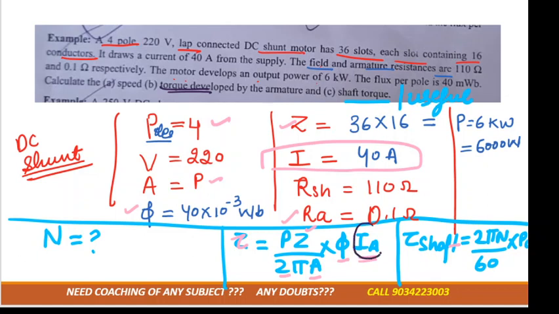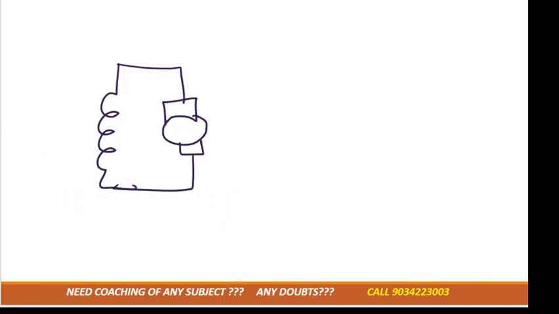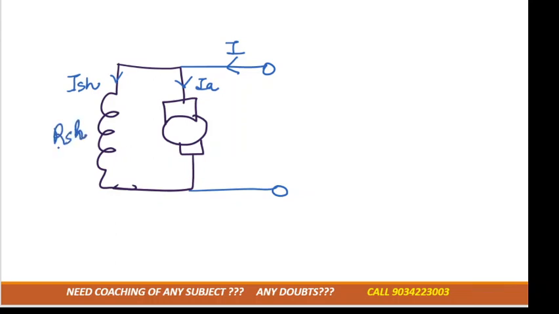Now we have to calculate armature current. Okay, how can we calculate armature current? I am drawing the diagram for the DC shunt motor. Shunt means parallel, right? So this is the shunt winding, denoted by ISH. In this, the armature current is going inside, denoted by IA. This is for I, the total current. So it is a motor, so all the currents are going inside the motor, right? You know the basics now. This is RSH.